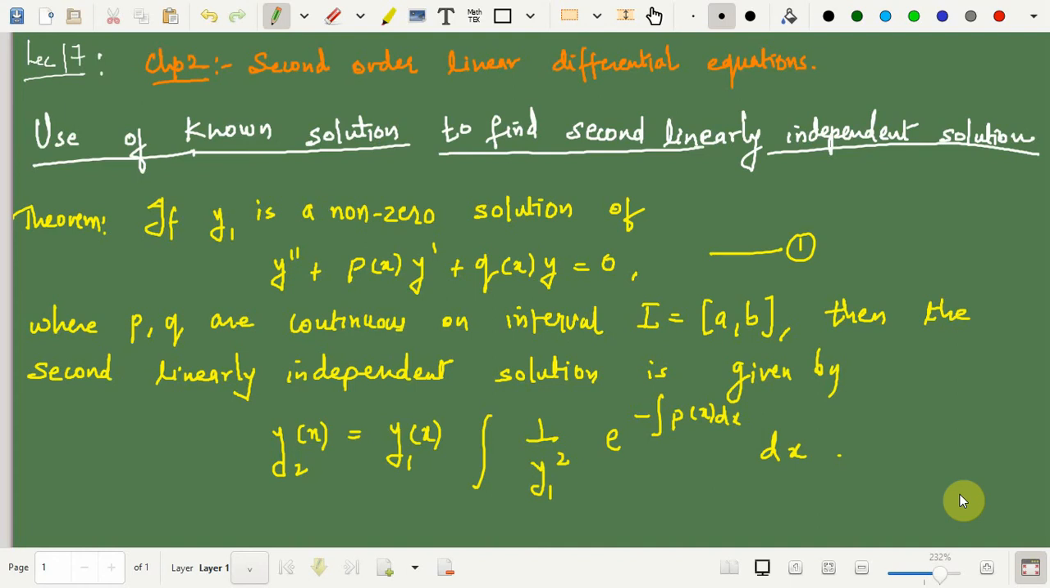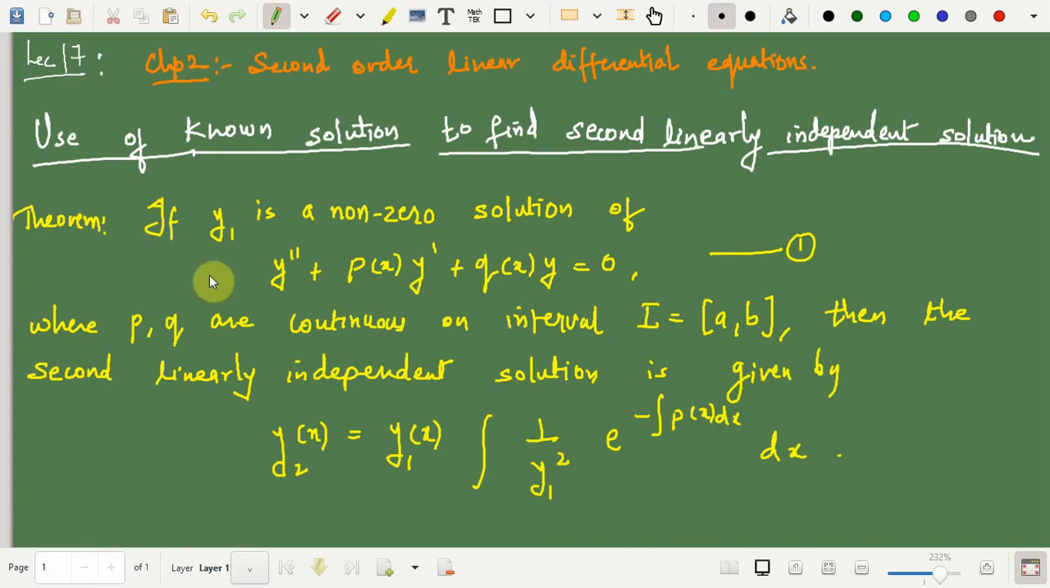So we would discuss this as a theorem. As we know, finding a general solution to a second order homogeneous differential equation is a cumbersome task. We would use one solution to find another solution. So in that case, if we can find one solution by trial and error method or just by guessing, we can find another solution using this method.